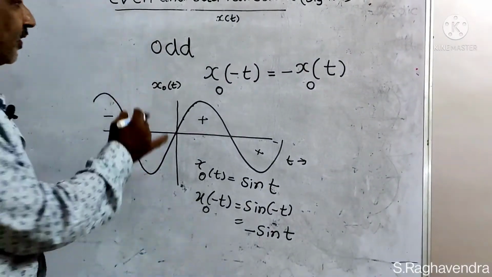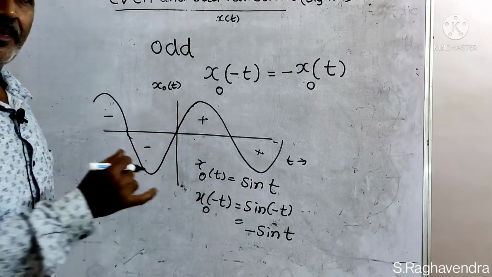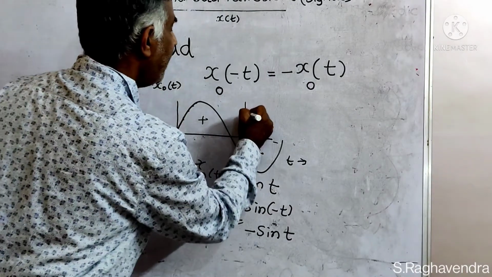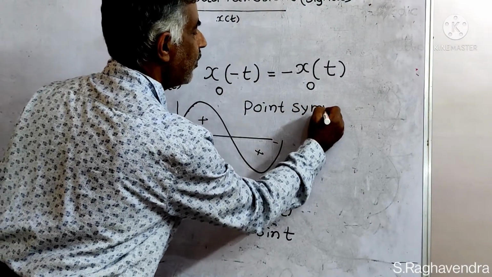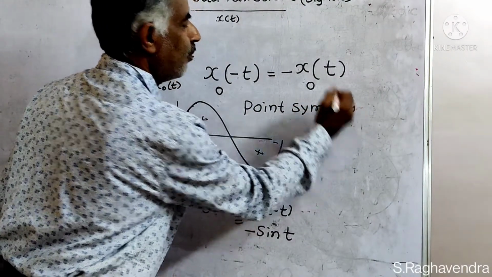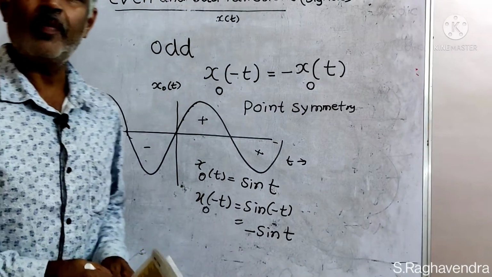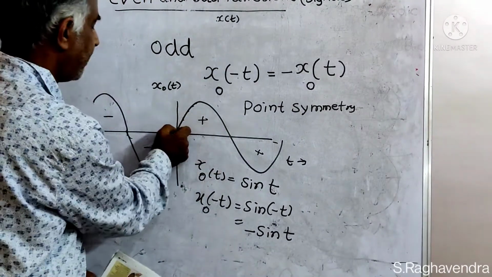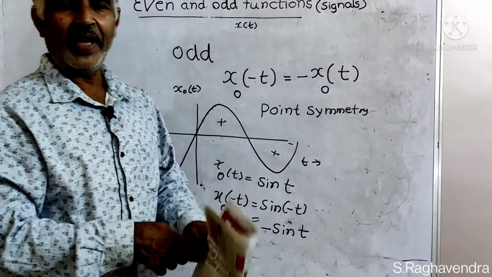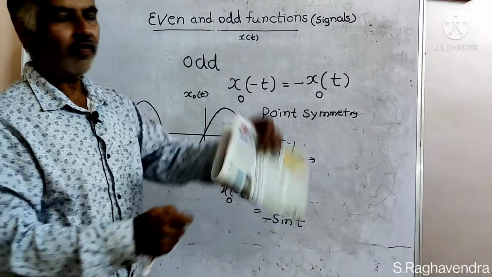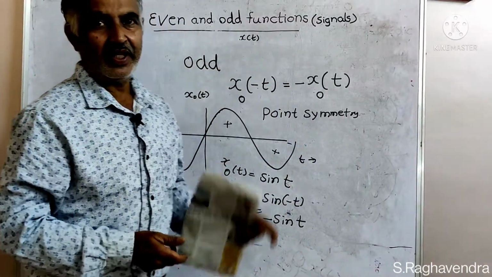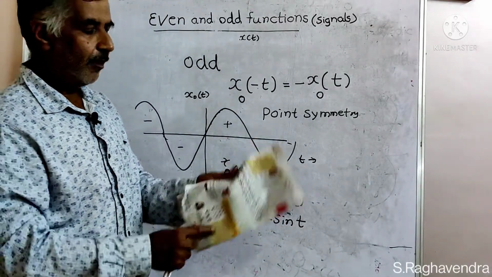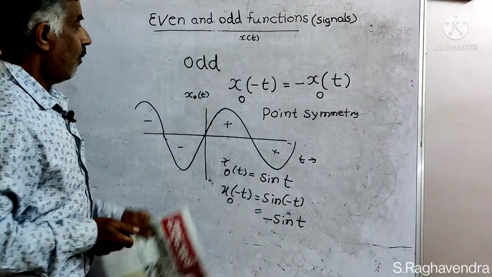Now this type of odd function is sometimes also called point symmetry. Point symmetry means symmetry about the origin. Origin is a point, is it not? And the origin is the intersection of the horizontal axis and vertical axis. It is also called symmetry about the origin.